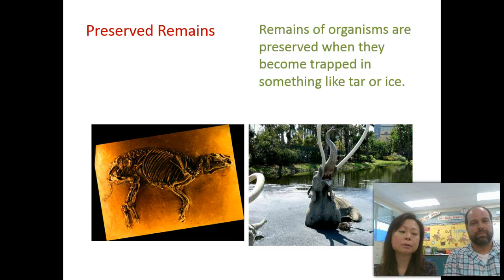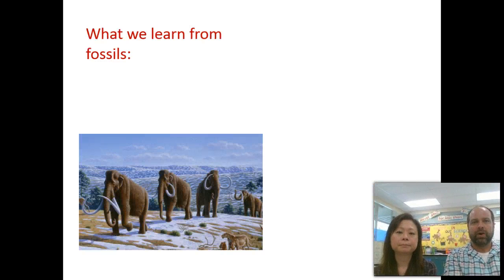Another type of fossil are preserved remains. They could either be preserved in tar, or in something like amber from a tree. A lot of bugs get trapped in amber and become preserved that way. Think of Jurassic Park. That's the whole premise of Jurassic Park, the preserved amber. Oh, one more thing, ice. Yeah, ice. Mammoth. Right.